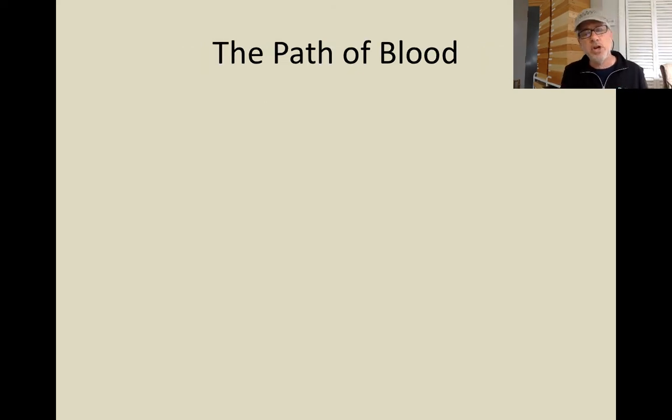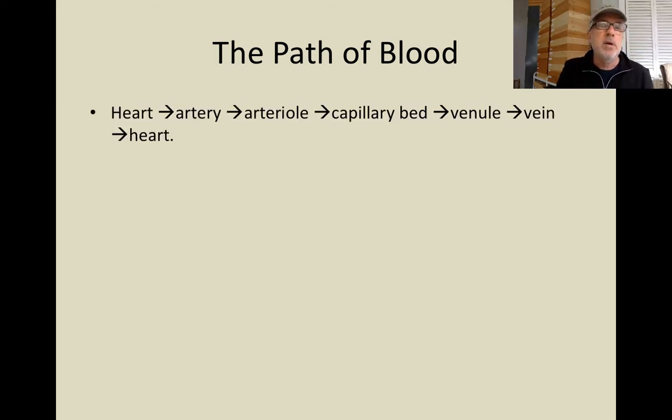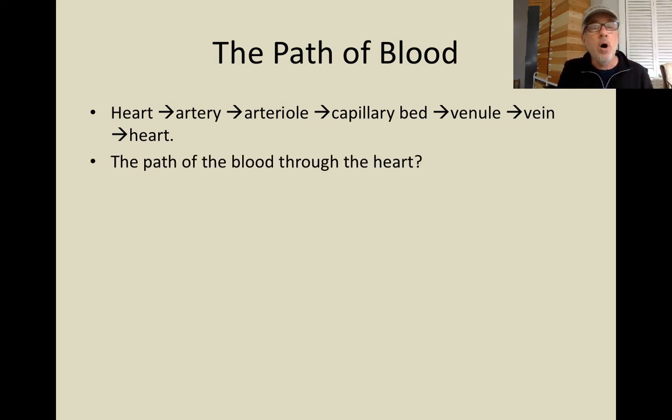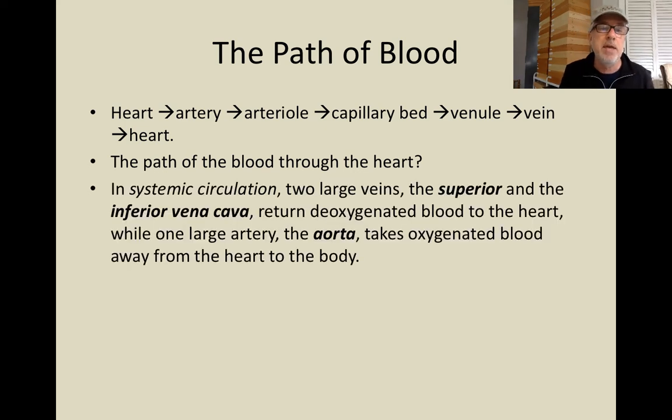Now I want to switch and think about the path of blood through the body. And this is something you absolutely have to be able to do. Blood goes from the heart to an artery, to an arteriole, to a capillary bed, to a venule, which is a small vein, to a vein, back to the heart again. We're also going to have to learn the path of blood through the heart, and that's more complex, but I've built in study aids into this presentation for you to be able to do that.